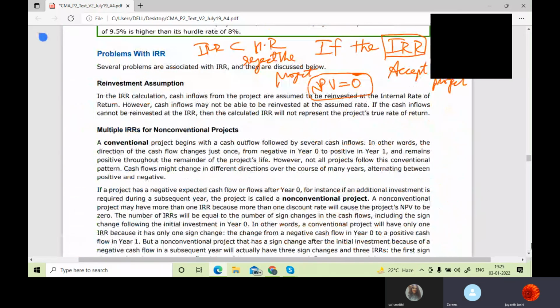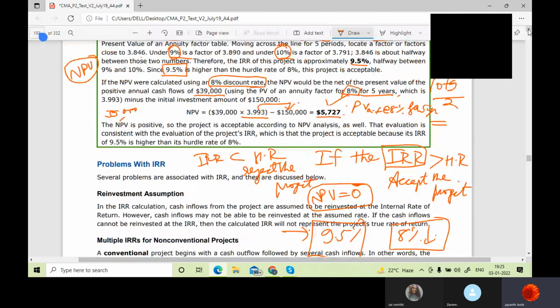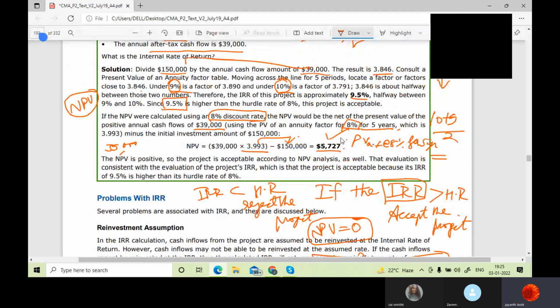What common sense says is, at 9.5% if you discount, you will be discounting more. At 8% when you discount, you'll be discounting less, correct? So the chances of getting a positive NPV is higher here, and the chance of getting a zero NPV is higher here, correct or wrong? Correct. If you take 9.5% and try to find out the annuity factor, you'll be getting this almost exactly equal to 0.